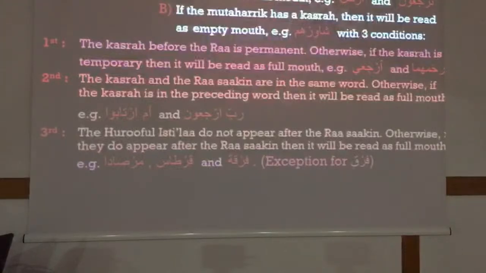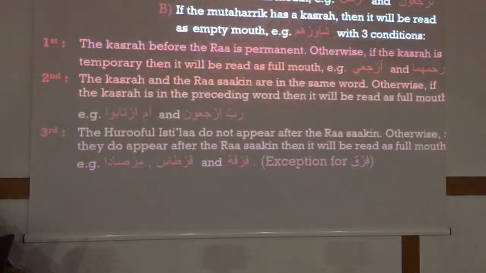Let's look at the next example. Qir. We have qaf, kasra, qir. Remember, we don't need to look at the letter before anymore. Qaf has a kasra, ra sakin. So far it should be empty. But what's the next letter? Ta. Ta is a letter of isti'la, a letter of full mouth. So now how is this ra going to be read? Full or empty? Full. So we're not going to say qir anymore. We're going to say qir, tas. Again, qir, tas. So can you see in both of these cases, because of the huruful isti'la after the ra sakin, the ra is now full mouth.